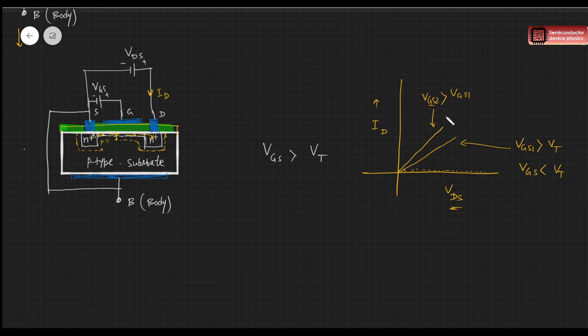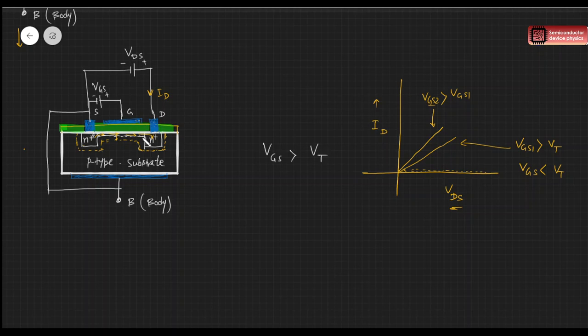So let's see what will happen if you keep increasing this VDS value. If you see this carefully, we're applying a positive voltage in the drain. Now if we keep increasing this VDS value, and if you see the voltage between the gate and the drain, then after some time this drain voltage will be much higher than the gate voltage.